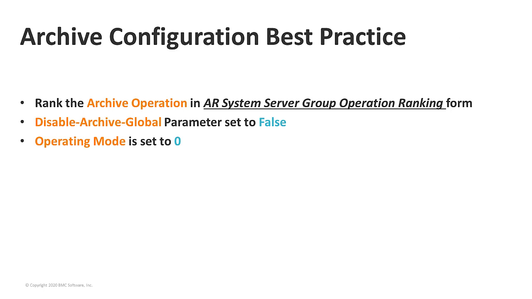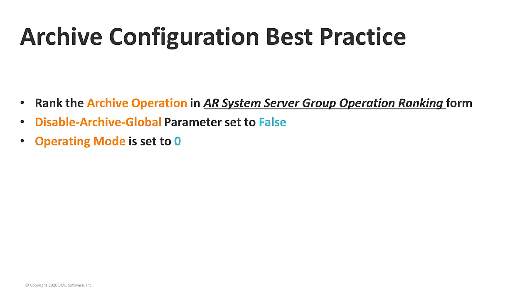Here are the best practice configurations for archival. The basic configuration is that the archive operation should be ranked 1 in one of the backend or admin servers in the server group, in the AR System Server Group Operation Ranking form. Otherwise, archiving will not happen.